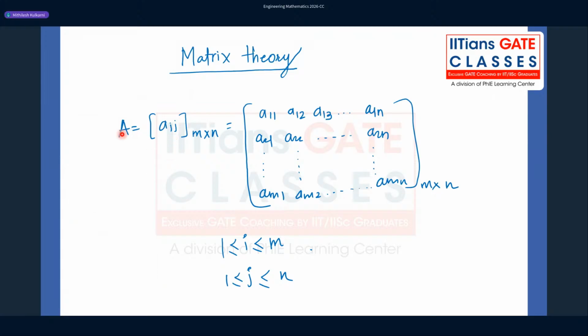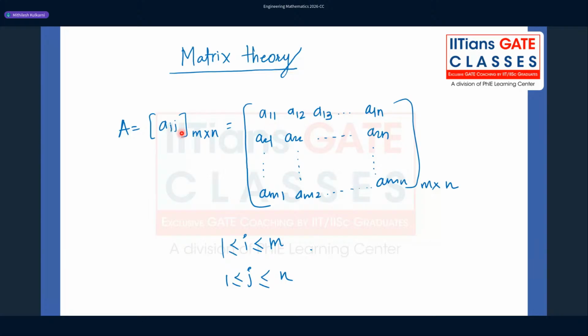A matrix A is represented as Aij, M cross N, where M and N represent the number of rows and number of columns inside the matrix. Okay, so if I have a matrix, M represents the number of rows and N represents the number of columns. And what is this ij? ij represents row number and column number. So Aij, in general, we are writing for each value or each element inside this matrix.